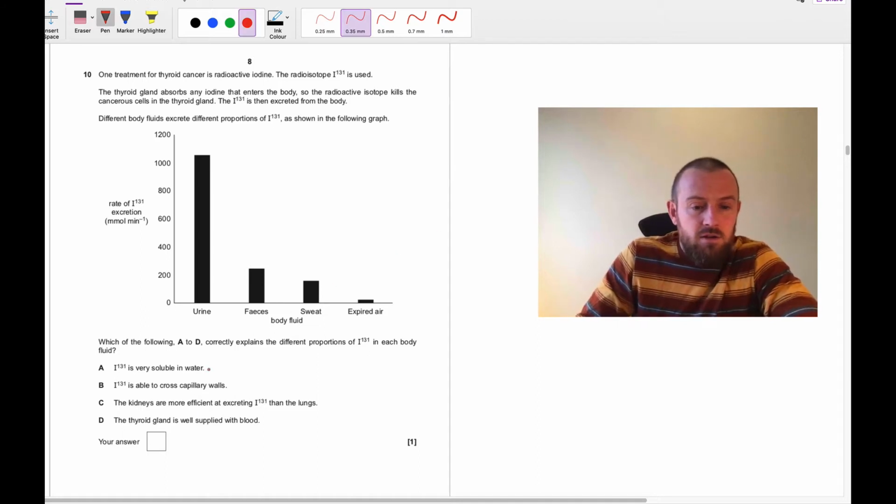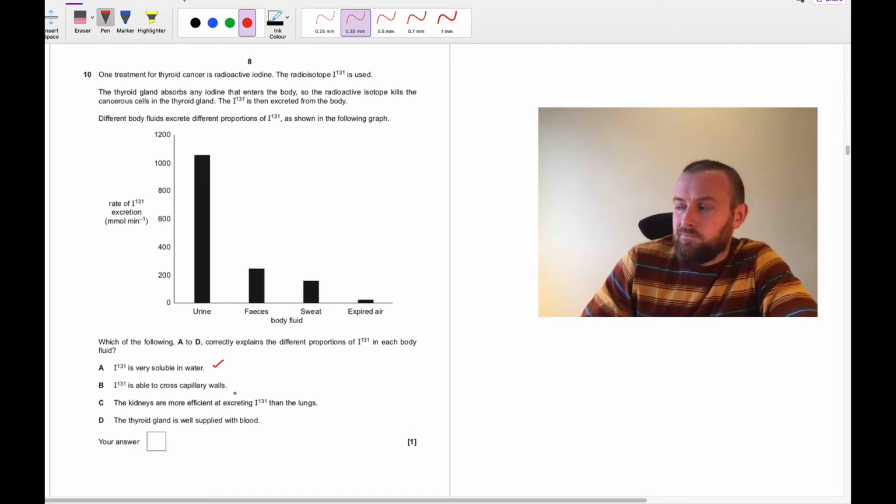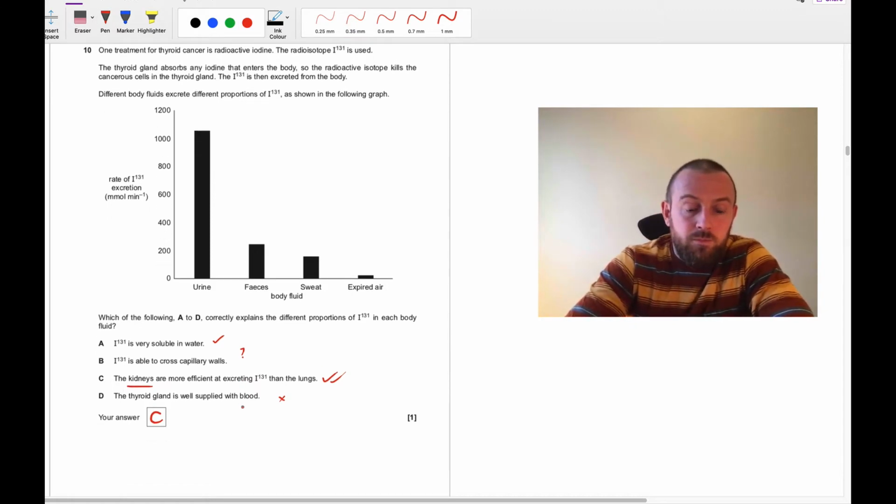I think A, soluble in water, would explain quite a lot of it. I-131 is able to cross capillary walls. Maybe. The kidneys are more efficient excreting I-131 than the lungs. Yeah, I think maybe more so because kidneys produce urine. The thyroid gland is well supplied with blood. I don't think that's it. I think C is the most correct there. Yeah, the exam board says correct, because the kidneys produce urine. So C is right. Moving on.